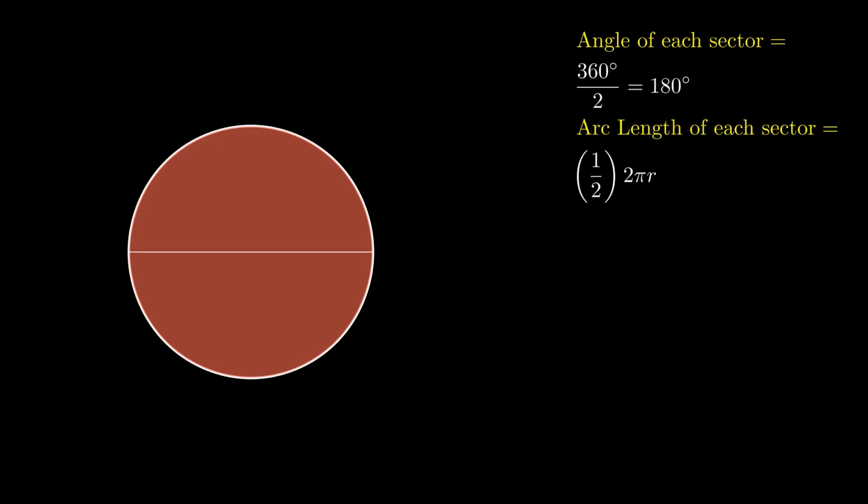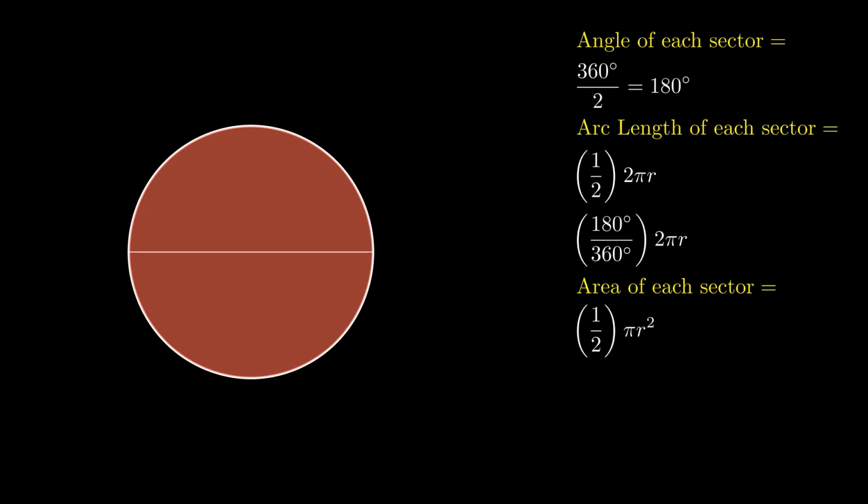Similarly, the arc length of each sector will become half of the perimeter, which is half times 2 pi r. Notice here, instead of writing 1 by 2, I have made a clever substitution. I've written it as 180 over 360 times 2 pi r. I'll tell you the reason why. Okay. Similarly, the area of each sector we can call half the area of the circle. Right? So I can write it down as 180 degrees by 360 degrees times pi r squared.